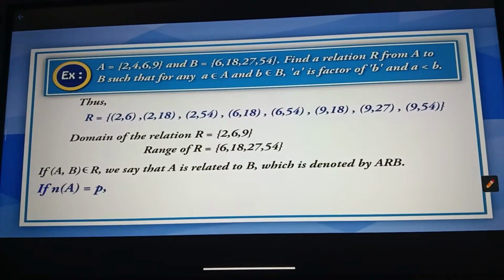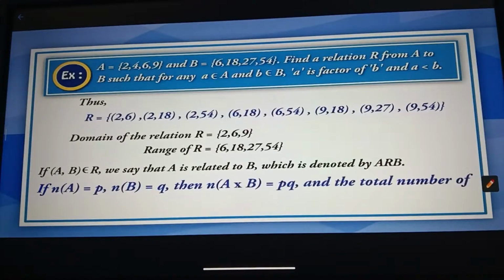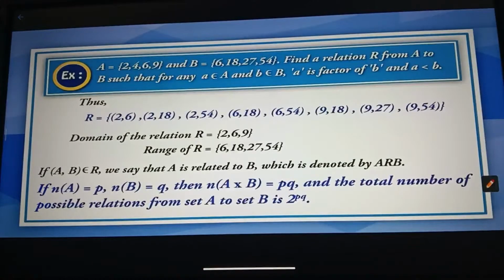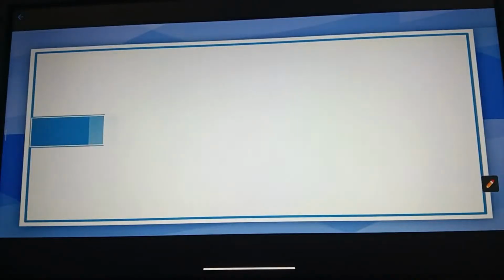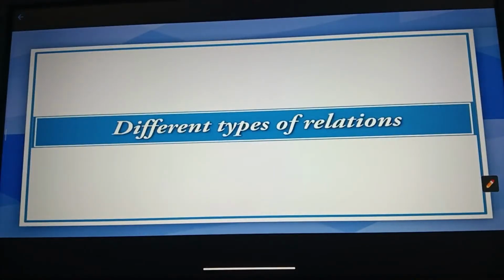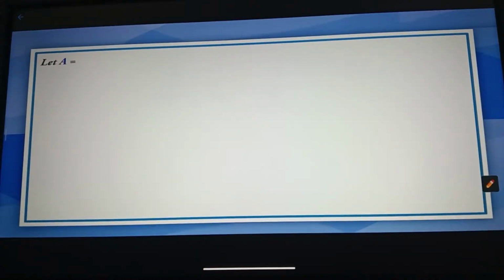You also learned that if the number of elements in set A is p and the number of elements in set B is q, then the total number of elements in the Cartesian product of A and B is pq, and the total number of possible relations from set A to set B is 2 raised to the power of pq. Let us now learn about the different types of relations.